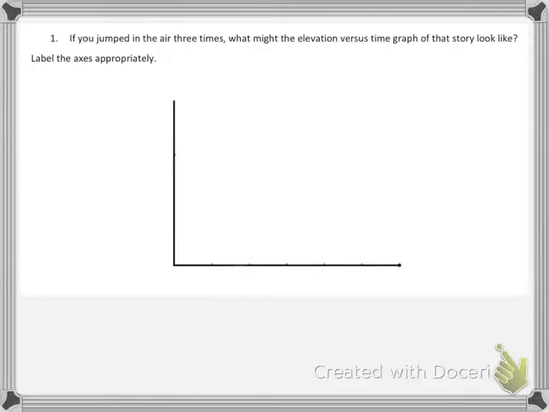Number one, if you jumped in the air 3 times, what might the elevation versus time graph of that story look like? Well, it's going to depend on how quickly we jump. It's going to depend on if we kind of pogo stick back into the air without staying on the ground for long, or if we gather ourselves and jump again. So it's going to be an elevation probably measured in inches, and it's going to be time probably measured in seconds. So I can label my axes accordingly.